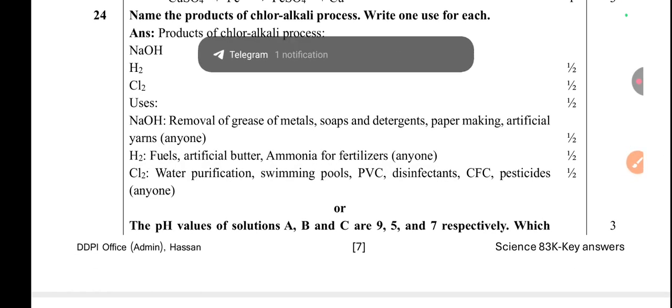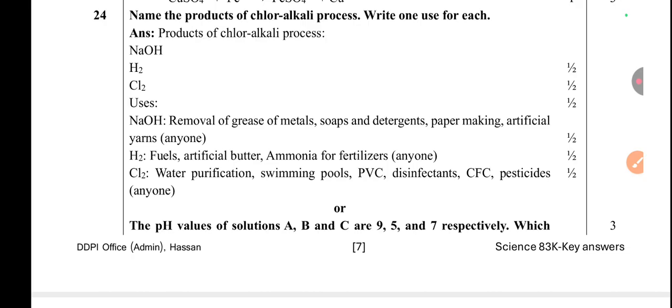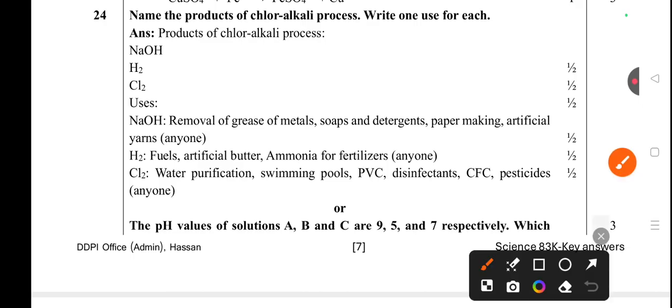Question number 24. Name the products of the chloralkali process. Write one use of each. The products of the chloralkali process are sodium hydroxide, hydrogen, and chlorine. Then uses: sodium hydroxide is used for removal of grease from metals, to prepare soaps and detergents, in the paper making industry, and for artificial yarns. Then hydrogen is used as a fuel in rockets.